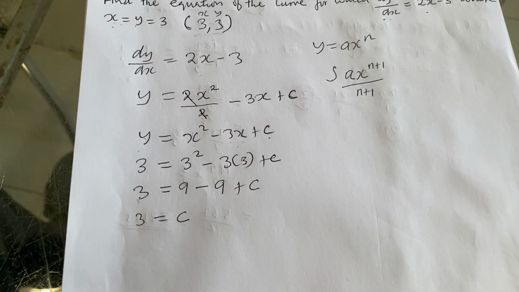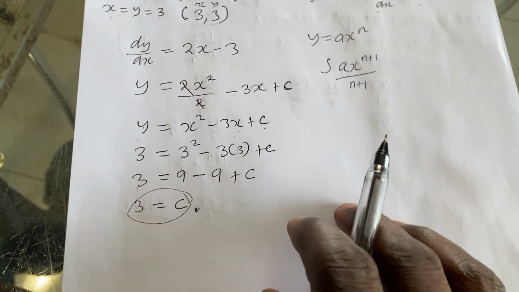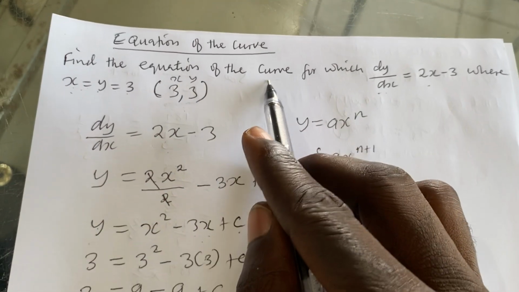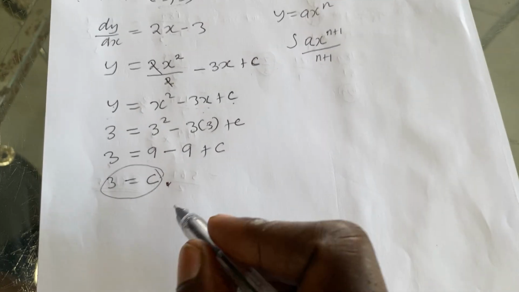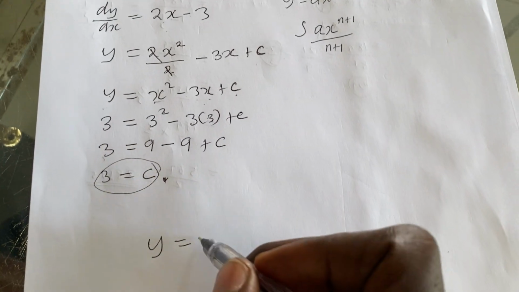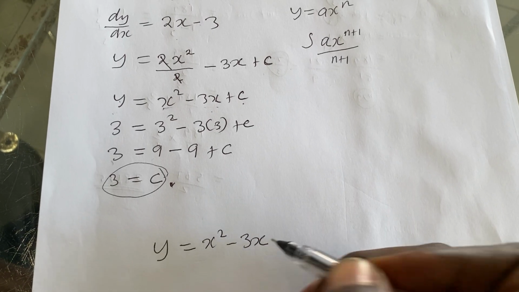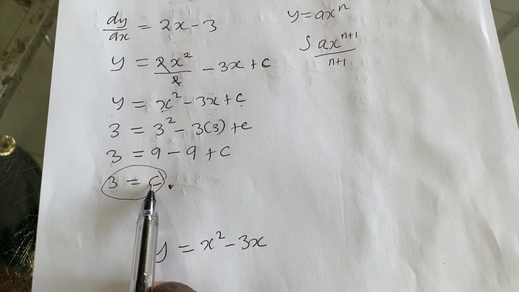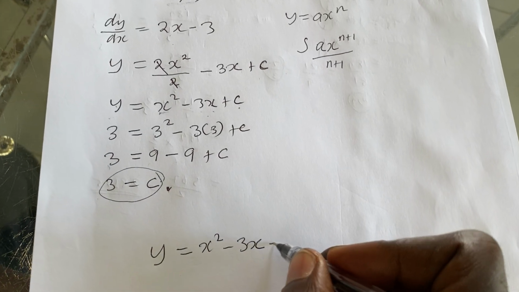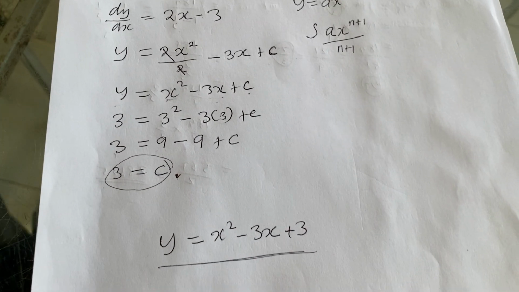As simple as that. Now that we have found our constant to be 3, the equation of this curve will be y is equal to x squared minus 3x, then what is our c? Our c is 3, so plus 3. So this one becomes the equation of the curve.